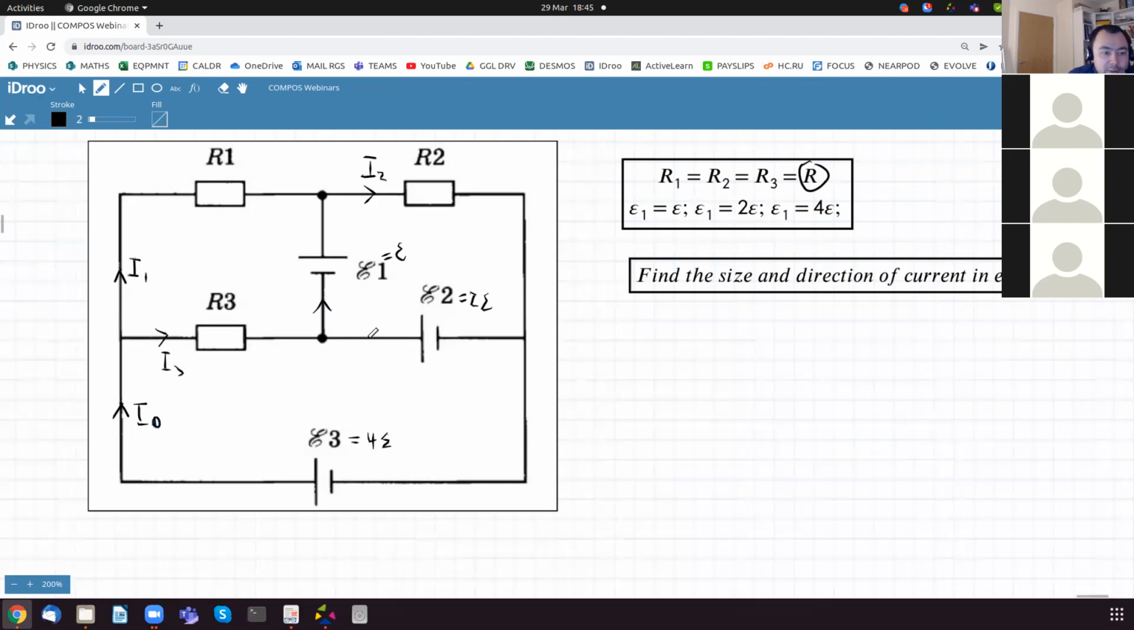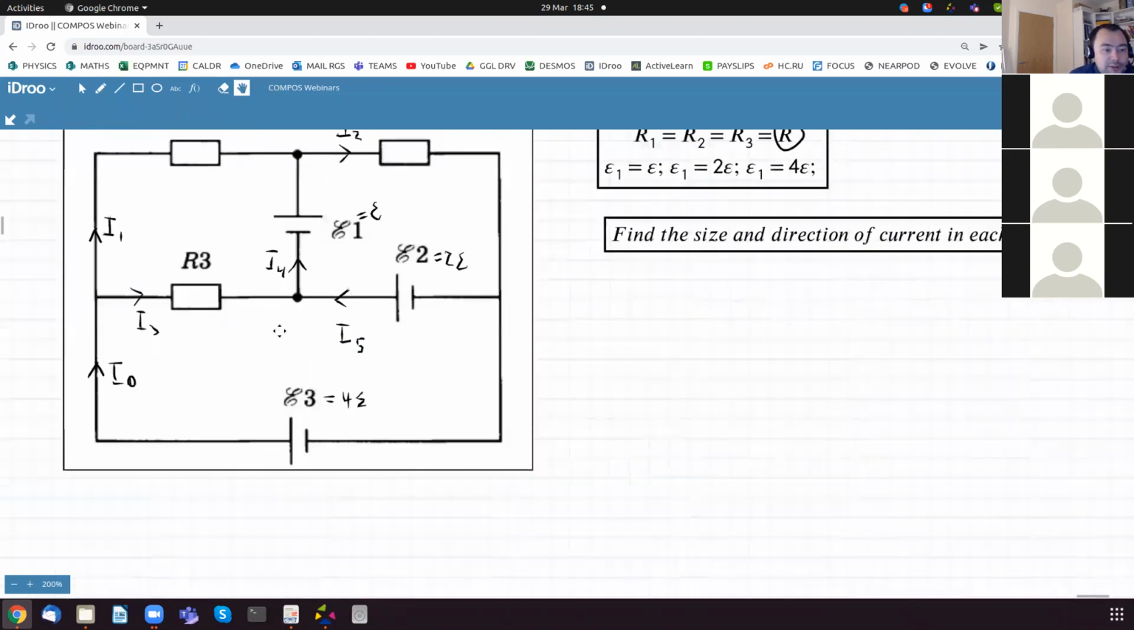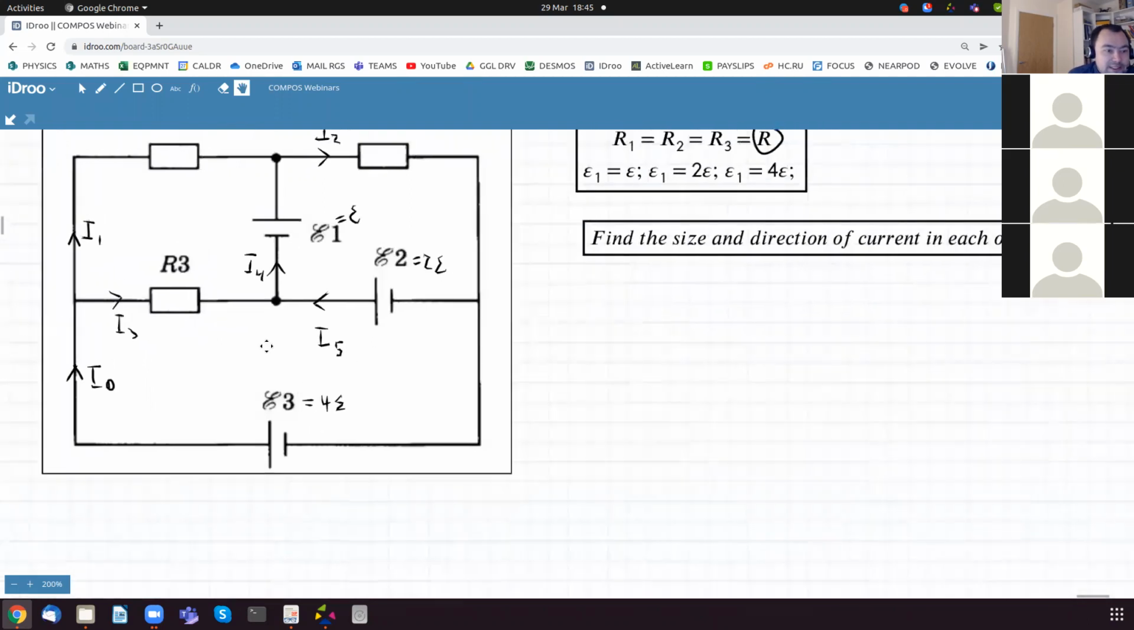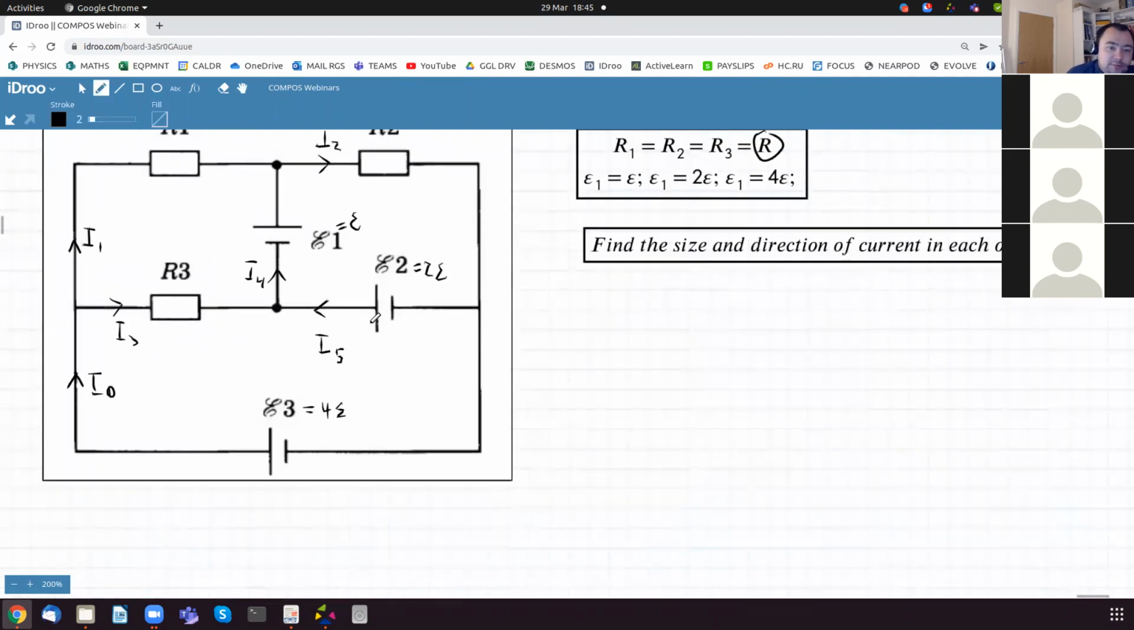Then we have I4. And here, well, I assume the current would flow this way in this segment. So I5. Okay, so 6 different currents: I0, I1, I2, I3, I4, I5. Not great, but doable.